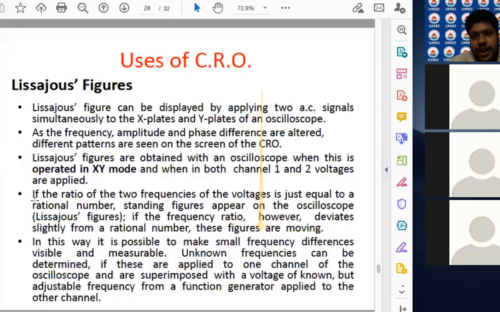The frequency of the second signal, which we don't know, can be measured. This is an application. So unknown frequencies can be determined if these are applied to one channel of the oscilloscope and are superimposed with a voltage of known but adjustable frequency from a function generator applied to the other channel.